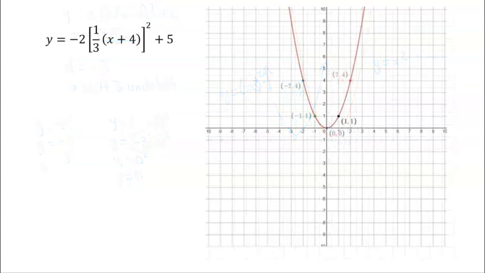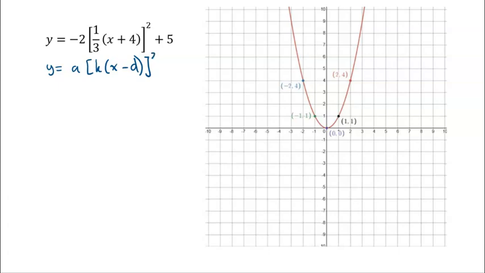So putting it all together, remember the general form is y equals a times k x minus d all squared plus c. And so what that means here is that the a value is negative 2. And so that's going to be a flip over the x-axis. That's the first thing. And then we also know it's going to be a vertical stretch by a factor of 2.